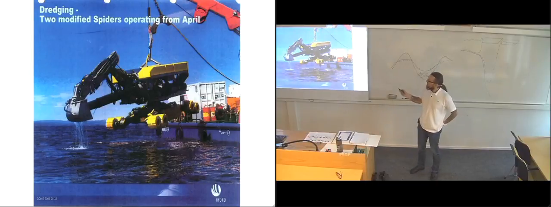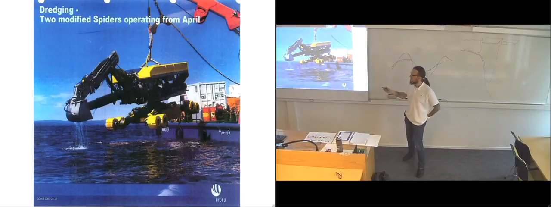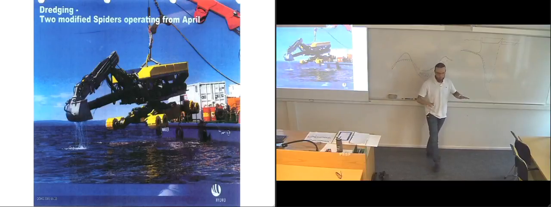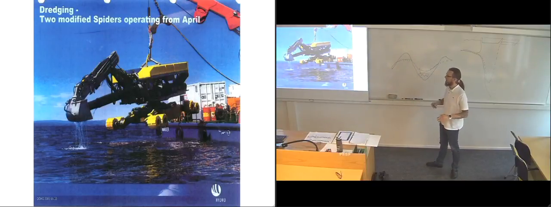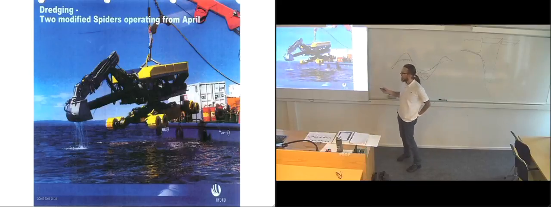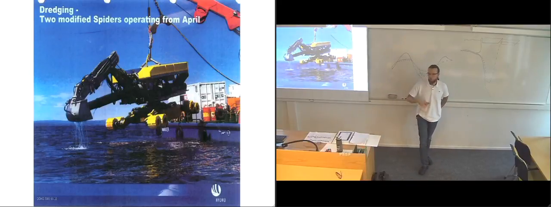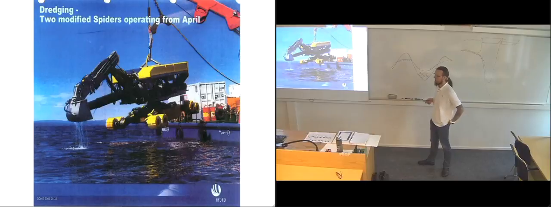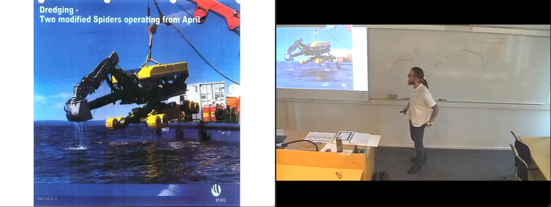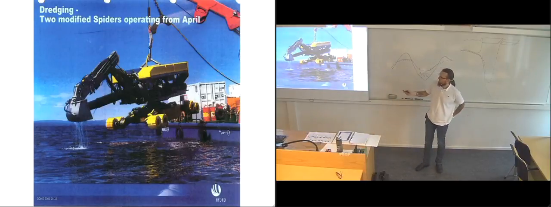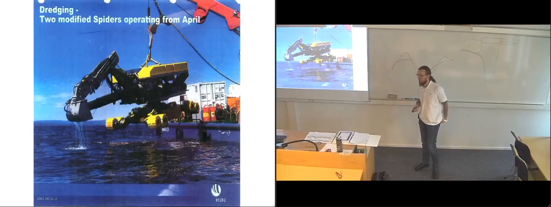Here you see one of the spiders, as they're called, that they used. So they have these yellow wheels that they're running on. That depends a bit on the sediments on the seafloor, whether they can use wheeled ROVs, or if they have to use belts on them. It depends a bit on how much they're going to sink into the sediments. So that also, of course, depends a bit on the weight of the vehicle.